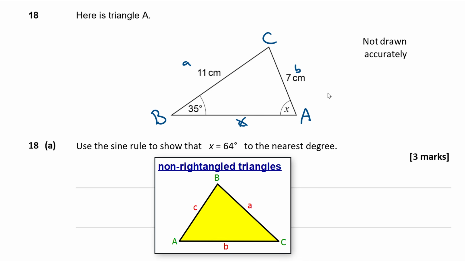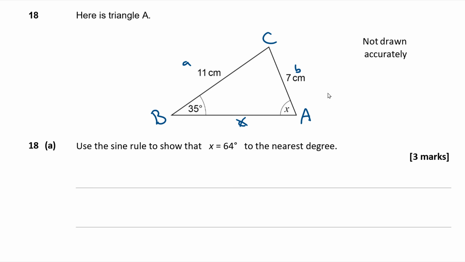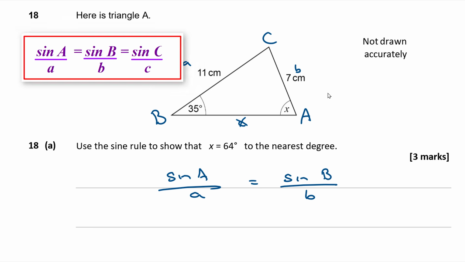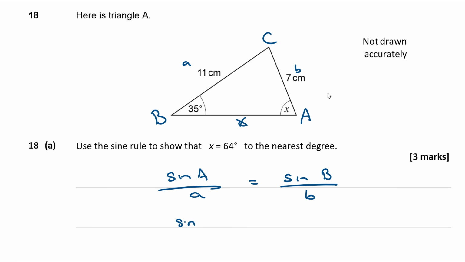So then for the sine rule, I'm going to start with the angles on the top. Sine A over A equals sine B over B, which is equal to sine C over C, which I do not need in this part. So I'm just going to stop there. So subbing in from my diagram, sine of A, that's the sine of X, over A, which is 11. And that's equal to the sine of B, which is the sine of 35, divided by B, which is 7.